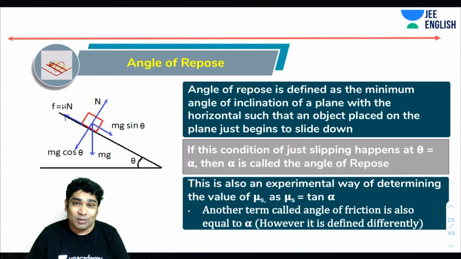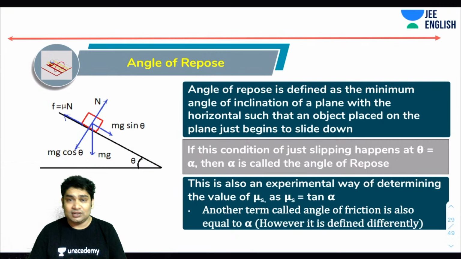Now, you also talk about angle of repose. So, what is angle of repose? Angle of repose is defined as the minimum angle of inclination of a plane with the horizontal such that an object placed on it will just slide. So if the condition for just slipping happens at some theta equals alpha, then alpha is called the angle of repose. So this is an experimental way of finding the coefficient of friction, by the way.